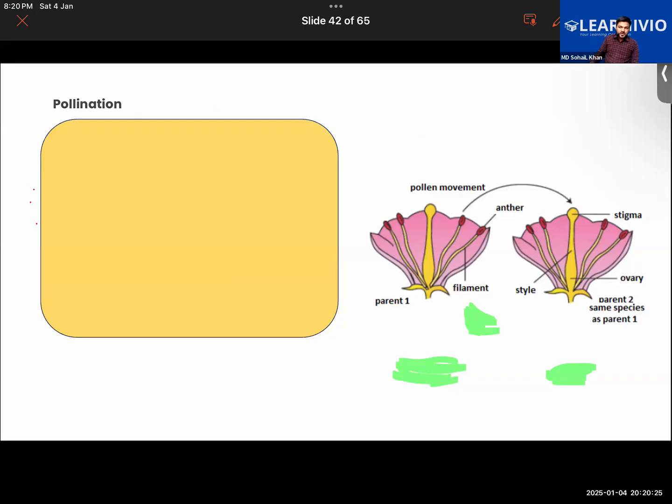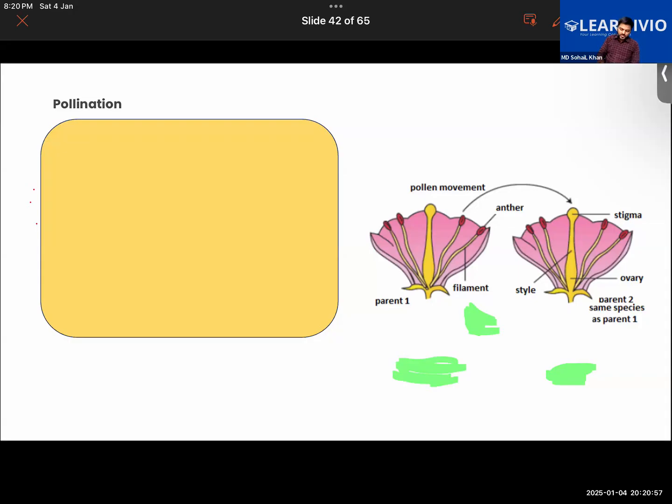What are the two types of pollination? Self-pollination and cross-pollination. Okay. And how are they different? Self-pollination is the process of anther to stigma in the same flower of the same plant. And the process of anther to stigma from one plant to another plant is called cross pollination.